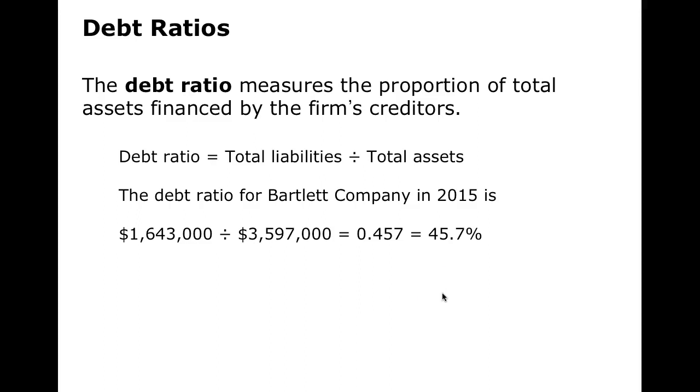Okay, let's look at the debt ratios. Total liabilities divided by total assets tells you how much of your assets are financed by debt. So here, the total liabilities are $1.6 million and total assets are 3.5 million, or practically 3.6. That gives you a debt to asset ratio of 45%, which means that 45% of your assets are financed by debt. So the lower this number, generally the better. It means you're using less debt to finance your assets.